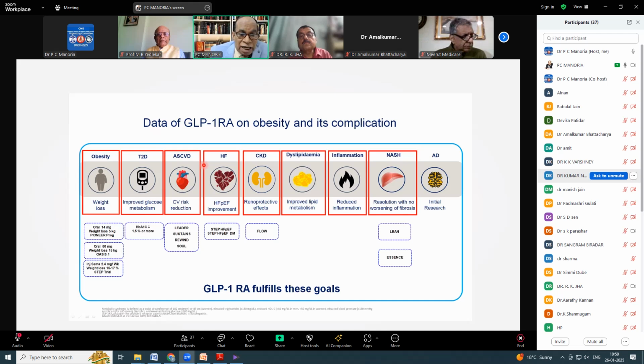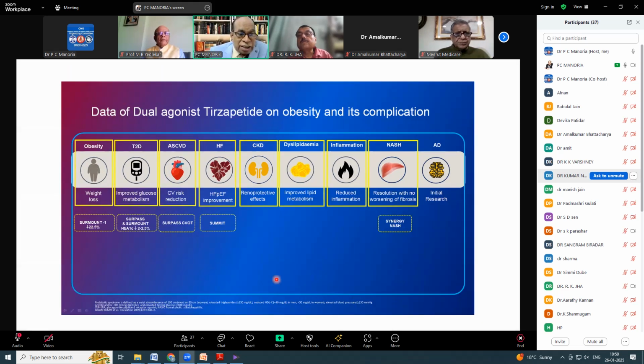Improvement in ASCVD in diabetic patients: LEADER, SUSTAIN, REWIND, SOUL, and now in non-diabetics, we have the SELECT trial and HFpEF. We have these trials. The CKD FLOW trial was positive, and there are NASH trials. And when we look at tirzepatide, again, it has several trials.